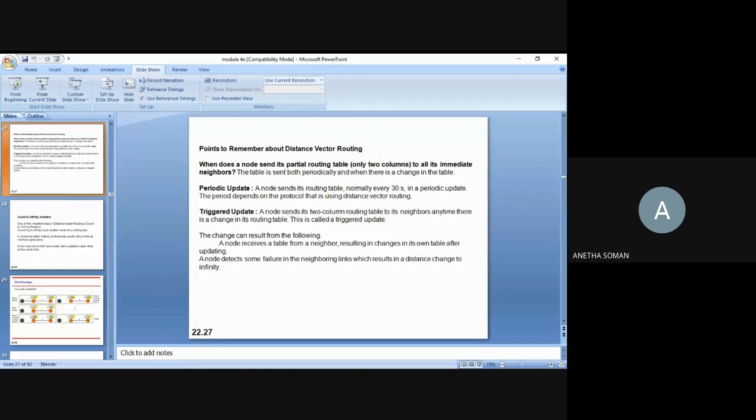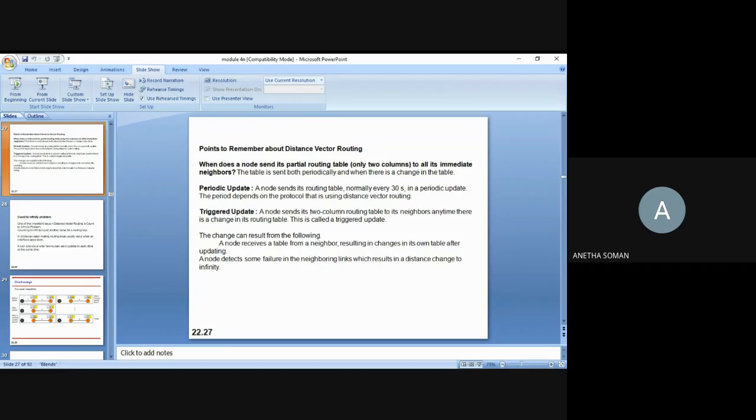Whenever you have a change in the routing table, they will be sharing that information, and that is called the triggered update. Now, a triggered update can happen in two ways. The first is when a node receives a table from a neighbor, resulting in changes in its own table after updating.